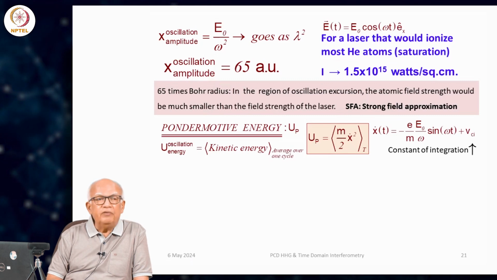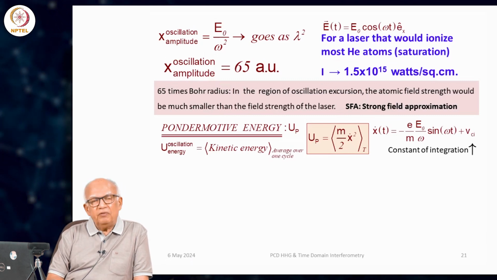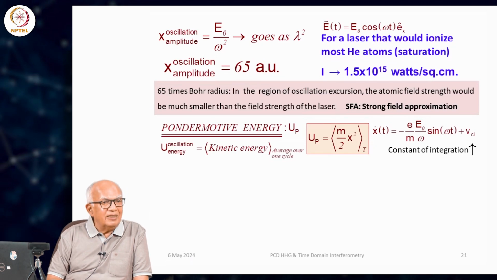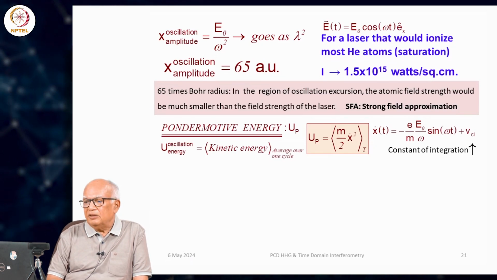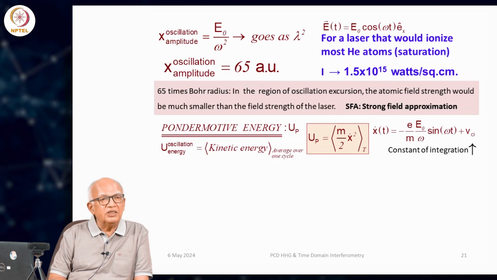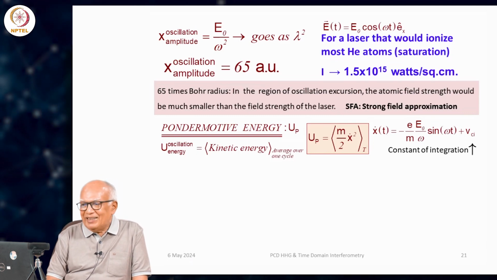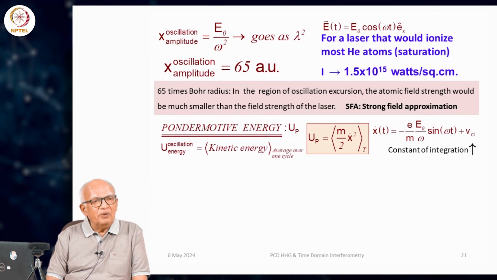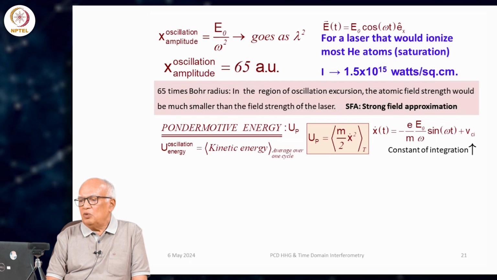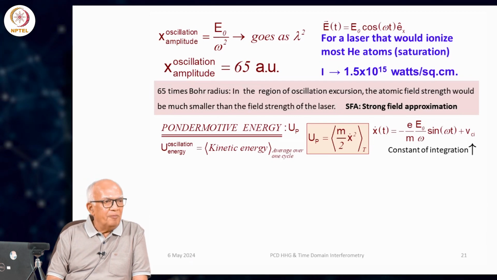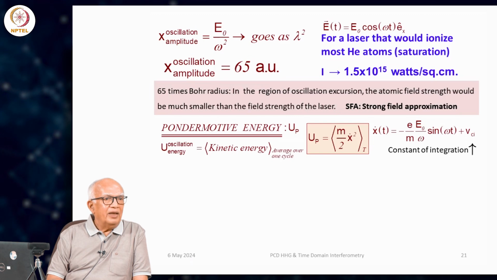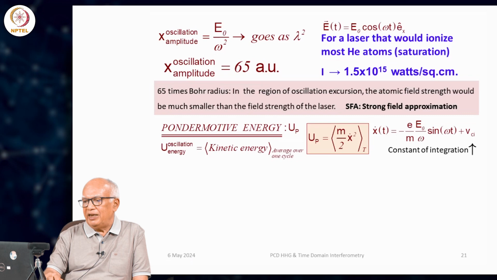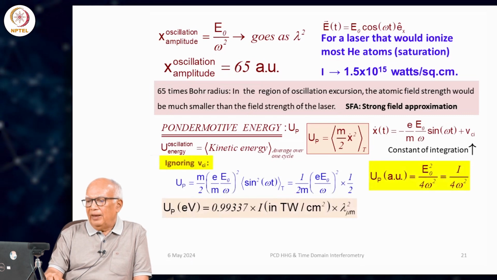And the quantity of much interest in this is what is called the ponderomotive energy, a term which is not very commonly used in many undergraduate courses, at least in physics. So, it sounds like a very mysterious term, which it is not. It is just the kinetic energy averaged over one cycle. So, it is a very simple term. All you have to do is to estimate half mv squared over one cycle and determine its average. So, that is the ponderomotive energy, and this is an important thing.